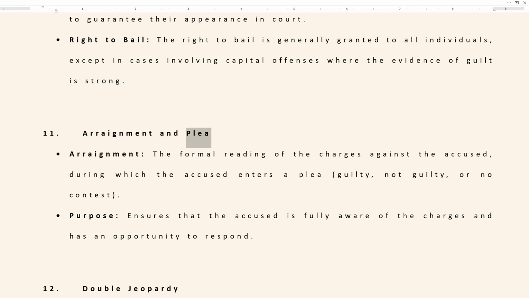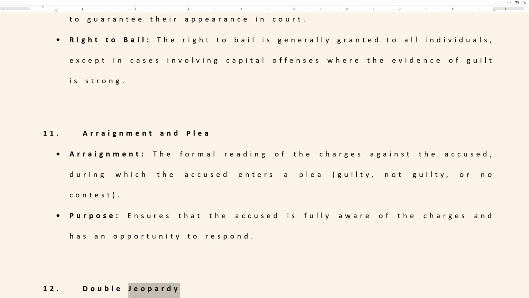Arraignment and plea. Arraignment, the formal reading of the charges against the accused, during which the accused enters a plea: guilty, not guilty, or no contest. Purpose, ensures that the accused is fully aware of the charges and has an opportunity to respond.